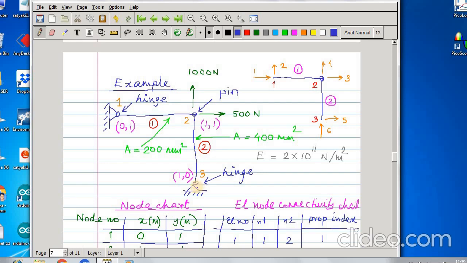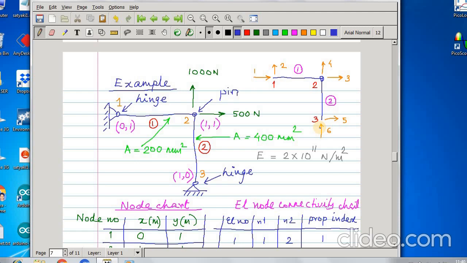So, all the data are given. This E is called the material property data, because this is a steel structure. The E is taken as Young's modulus or modulus of elasticity of steel. A is the cross-sectional area: for this it is 200 mm square, and for this it is 400 mm square. The coordinates in meters are also given. So this has 6 degrees of freedom: at node 1, 2 degrees of freedom, node 2, 2 degrees of freedom, and node 3, 2 degrees of freedom.